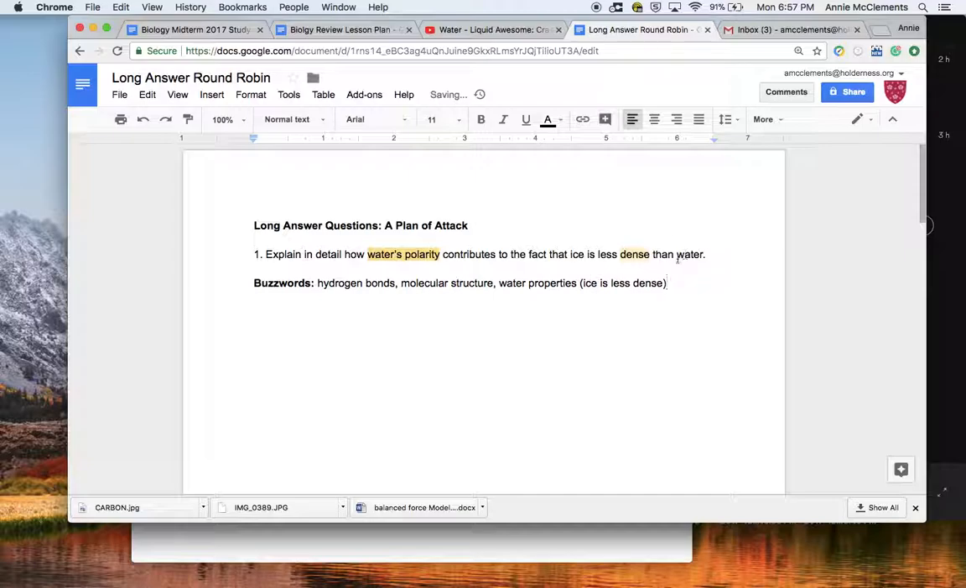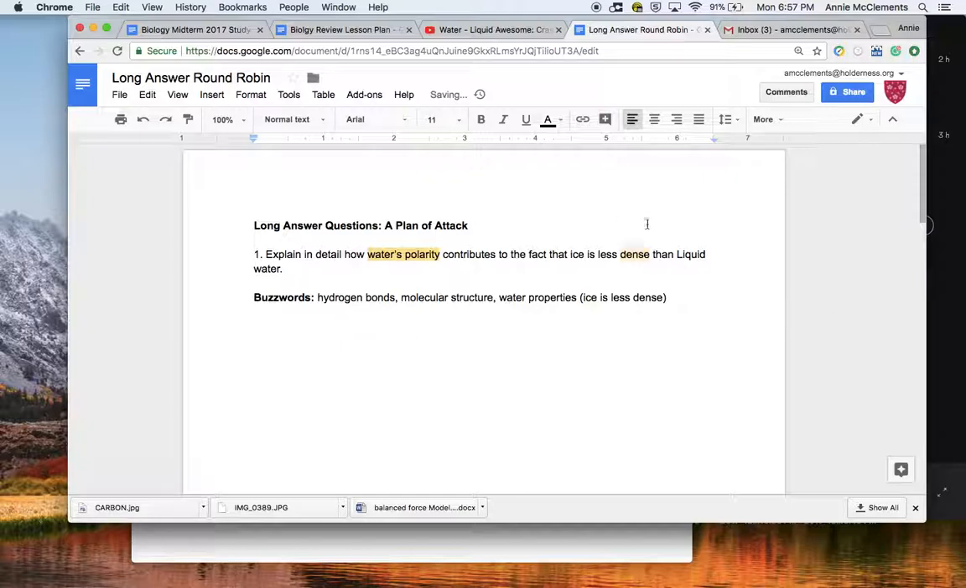We should say liquid water here to clarify. My bad. They're both water. Ice is water.